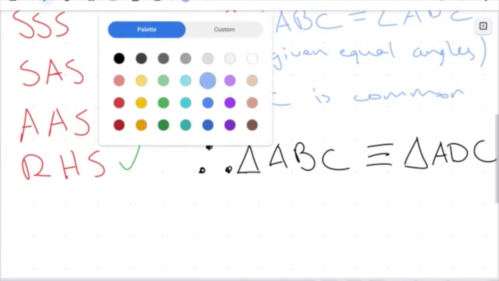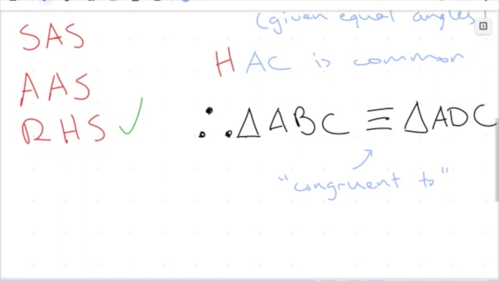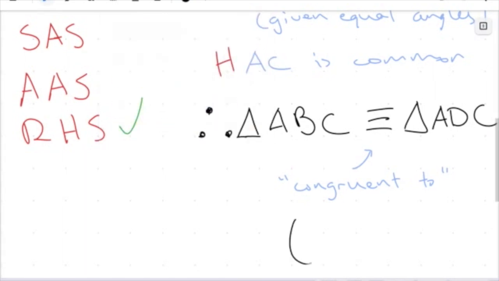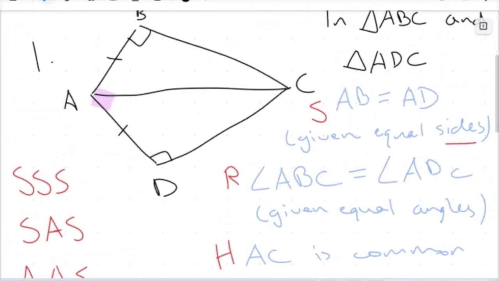So this symbol here means congruent to. And in saying that it's congruent, we just want to write which of the congruence proofs we used. So this is RHS. This is an exercise in how we can spot different things in our diagrams. Some of them will be given to us. So you can see these equal lines were given, and these equal angles were given.